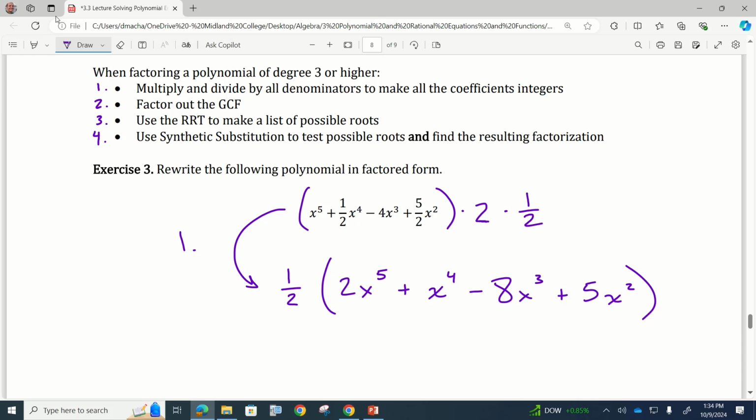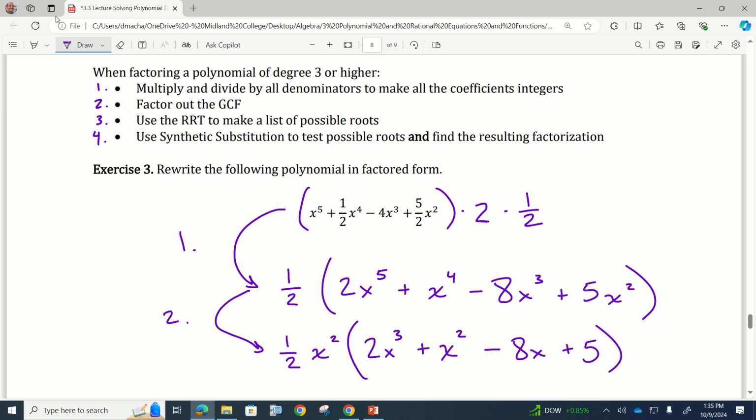Step number 2 says I need to factor out the greatest common factor. And my greatest common factor for these 4 terms inside the parentheses is... X. You're close. X squared. Yes. X squared is the greatest common factor here. And when I factor out an x squared, I'm going to be left with 2x cubed plus x squared minus 8x plus 5. Like that. That's what I mean by factor out the greatest common factor.